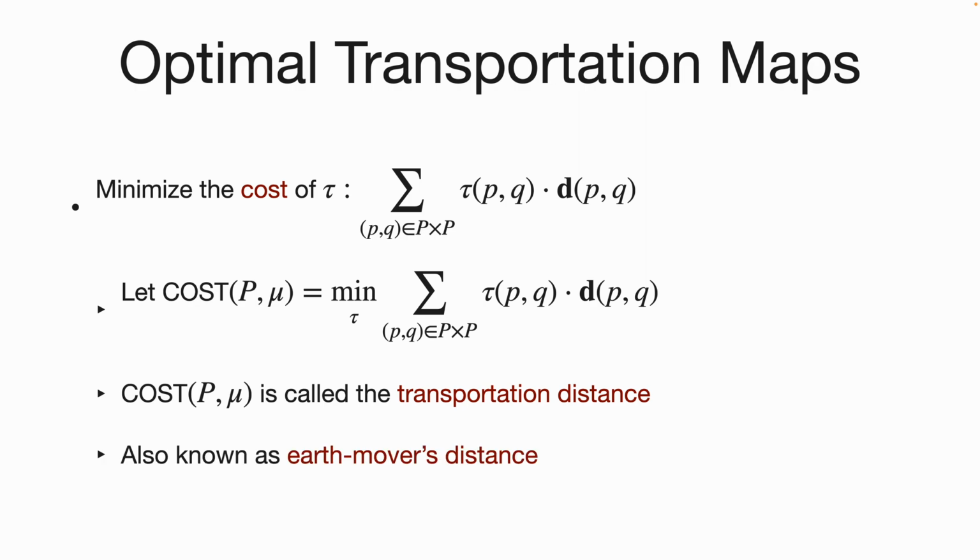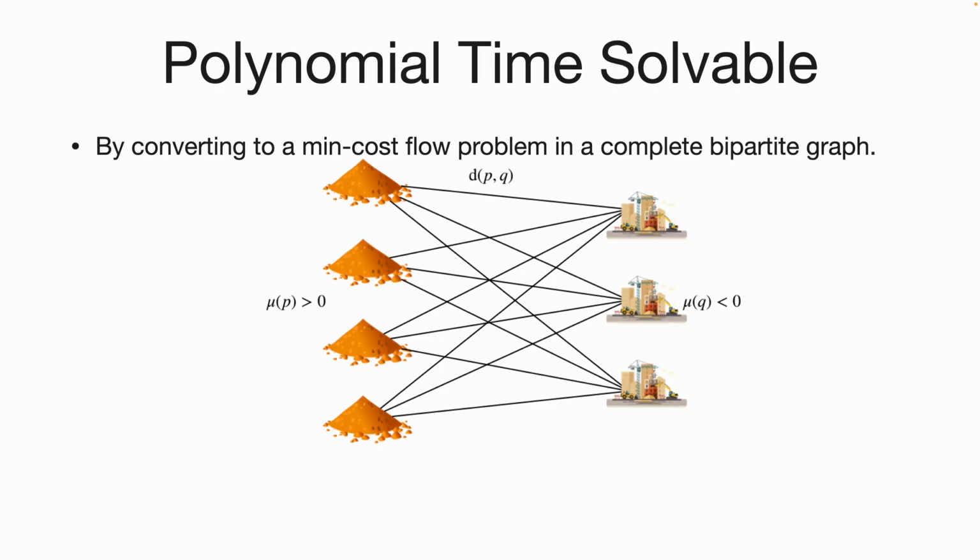which is also known as the Earth mover's distance if we consider the problem as we are given some piles of earth and some holes, and we are asked to find a way to move all earth from piles to holes and minimize the total earth miles we use. This problem is known to be polynomial time solvable by converting it into a minimum cost flow problem in a bipartite graph.